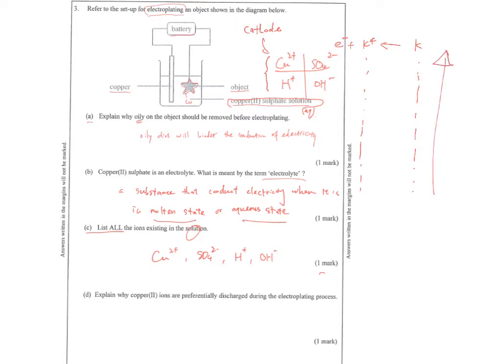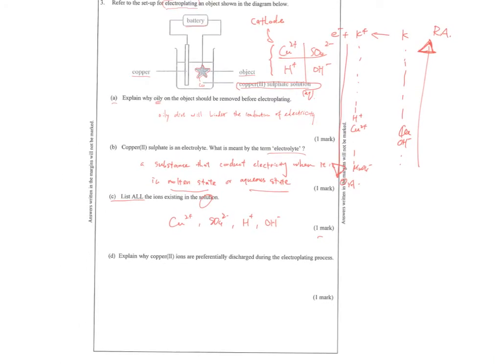For the metal side, the higher the position, the stronger the reducing agent, because metal is a reducing agent. There's OH- here and Cu here. For the other part, the lower the position, the stronger the oxidizing agent. We have H+ here, Cu2+ here, and also MnO4- here. So the lower the position, the stronger the oxidizing power. We can say it's a stronger oxidizing agent.